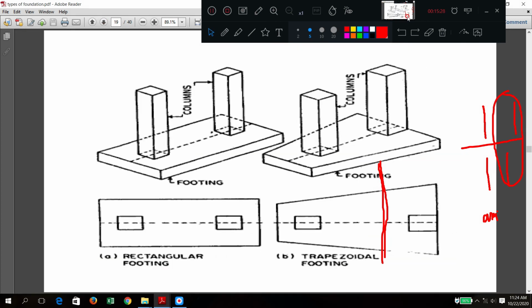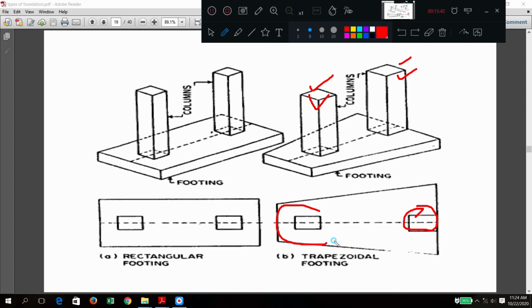Okay, this is also an isometric view. You can easily see the columns and their planned area. From the diagram only you can see the bigger column, smaller column, big load, small load, bigger cross-sectional area of footing, smaller cross-sectional area of footing in trapezoidal footings. Is that okay? Yes, very simple, no? You can easily see.